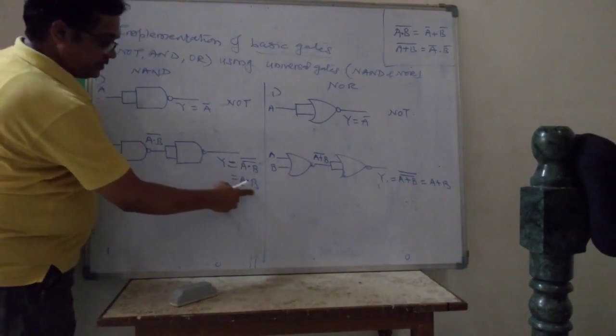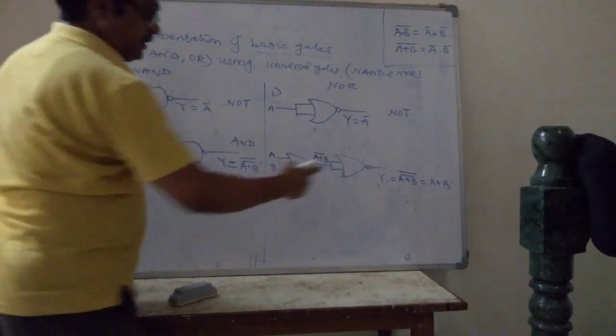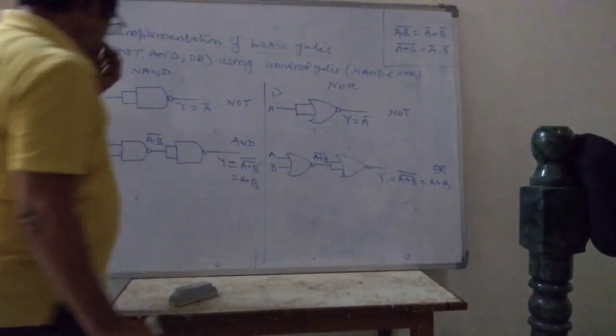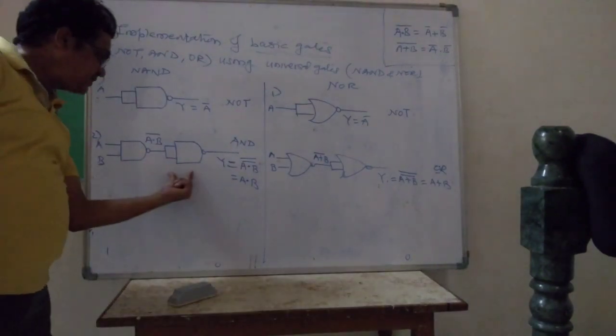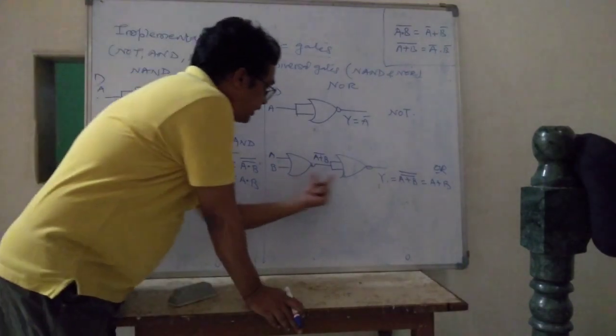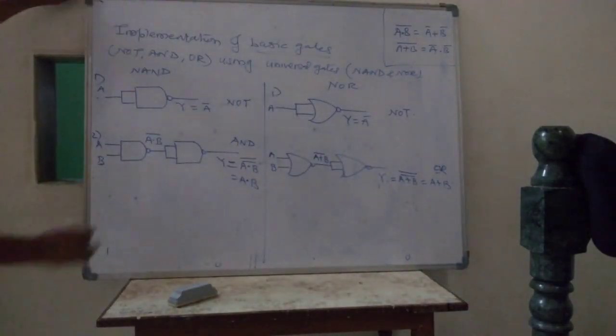So A dot B is the output of an AND gate, and A plus B is the output of an OR gate. Using two NAND gates, I have obtained the output of an AND gate. Using two NOR gates, I have obtained the output of an OR gate. Now the third one.